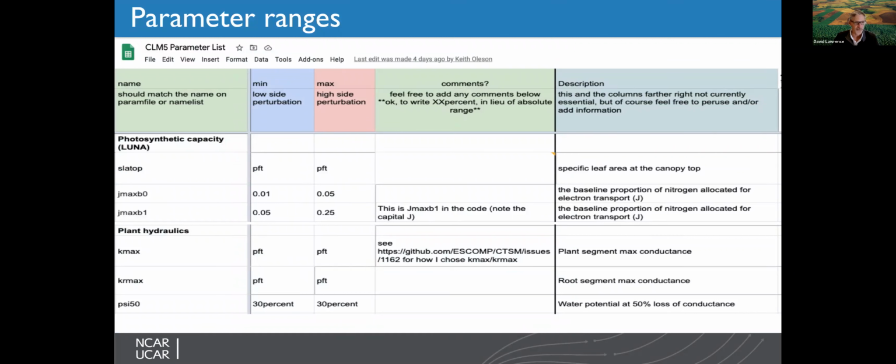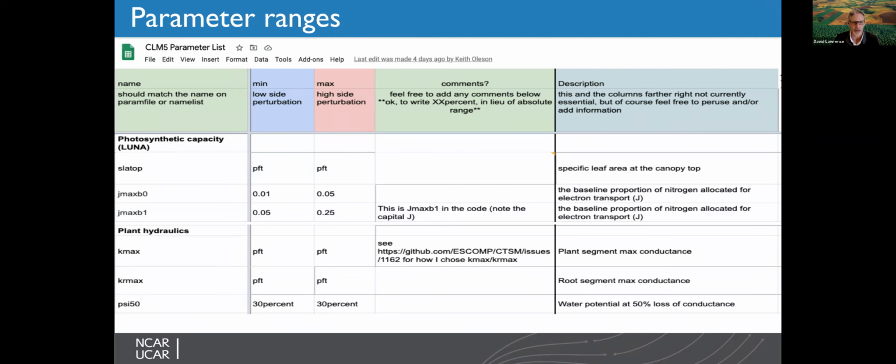So one of the activities is defining all the parameters. So we've defined parameter ranges for every single parameter that we've identified, those 200 plus parameters in the model, and put them into an Excel spreadsheet or a Google Sheets spreadsheet, so we can track these going forward. And so for each parameter, we have identified the low side perturbation and the high side perturbation of reasonable values.